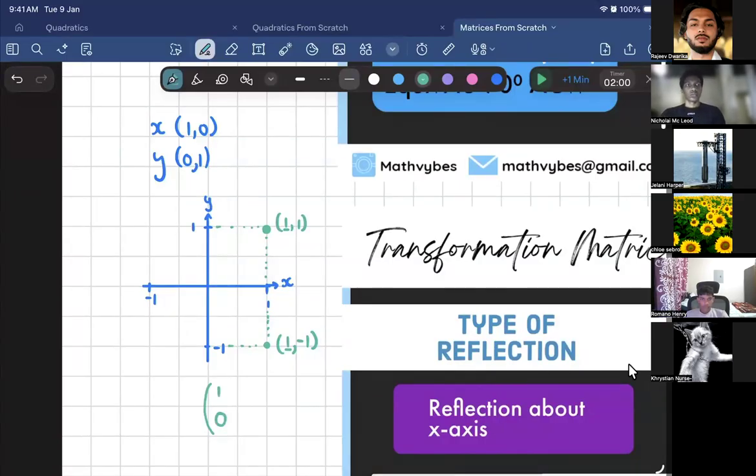However, did y change? Yes, it changed from 1 to -1. So y would change from 0, 1 to 0, -1. Right, and that's it. That's the whole thing.